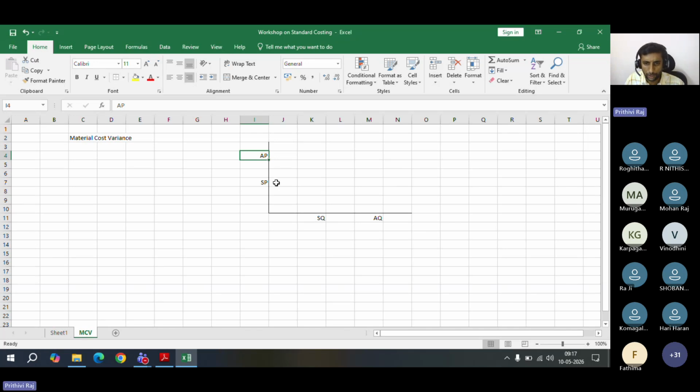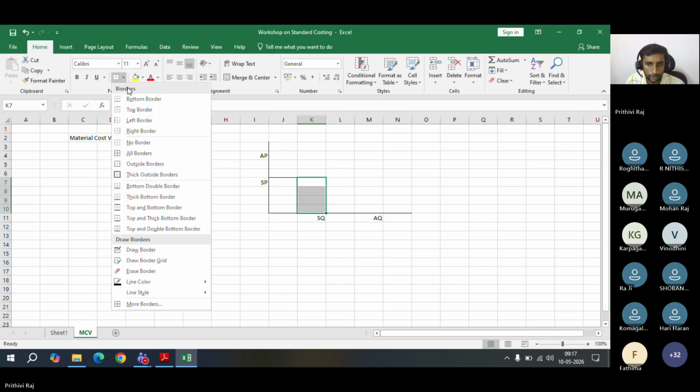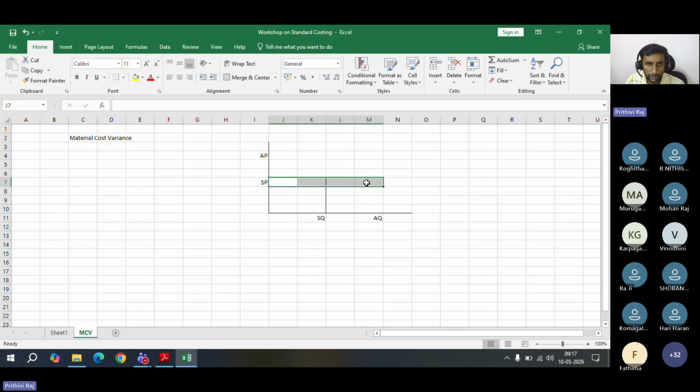So just remember these two things when you frame the graph. Price in y-axis, quantity in x-axis. First is standard, second is actuals. Just if you remember these two, you can extract the graph. Then what you do, join SP and SQ. Similarly, join SP and AQ.